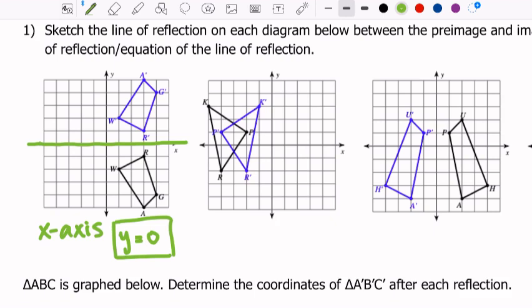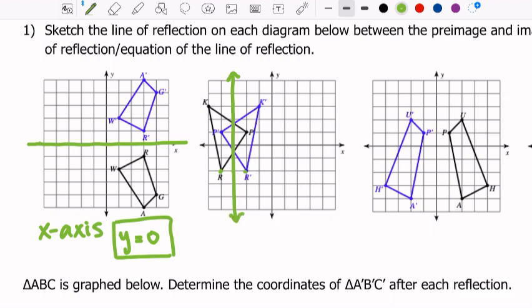If we look at the second one over here, let's go ahead and find this line that these two shapes are reflected over. So again, pick 2 points. I might pick r and r prime. Let's find that point that's in between, right there. So this is going to be our line of reflection.